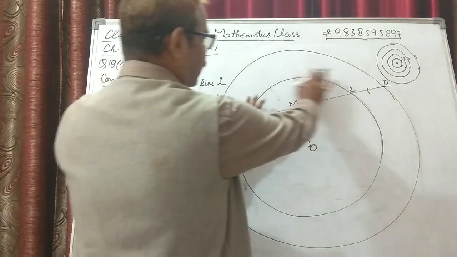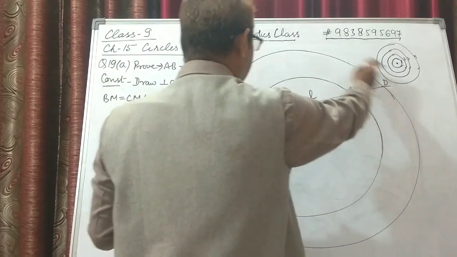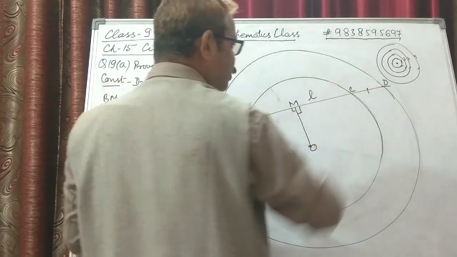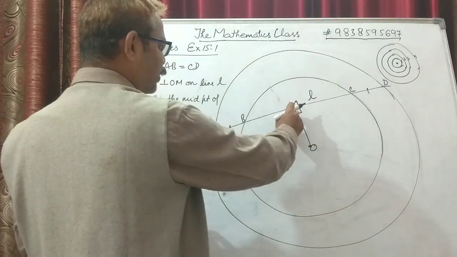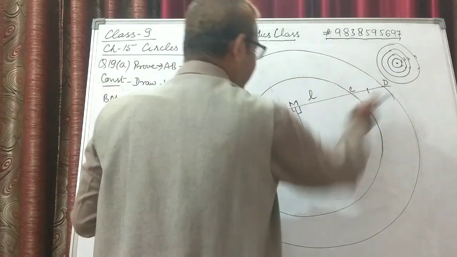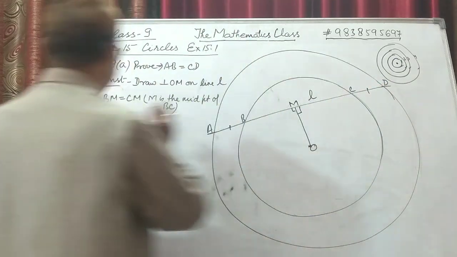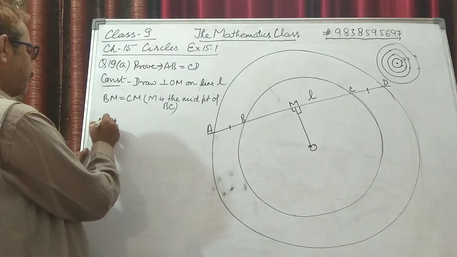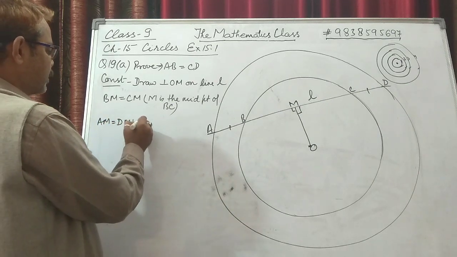Similarly, if this inner circle is hidden, then AD will act as a chord to the outer circle. So when AD is the chord, at the same time M will be the midpoint of AD, because on chord AD a perpendicular is drawn. So AM is equal to DM. So second point we can say AM is equal to DM. Again the reason is the same.